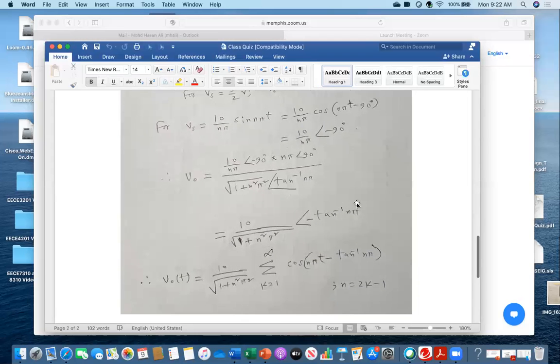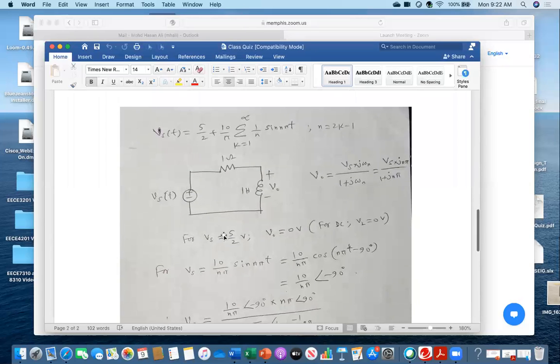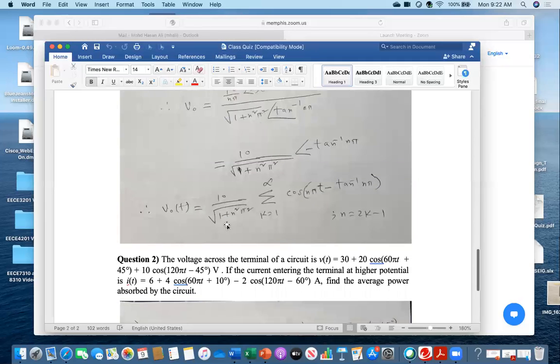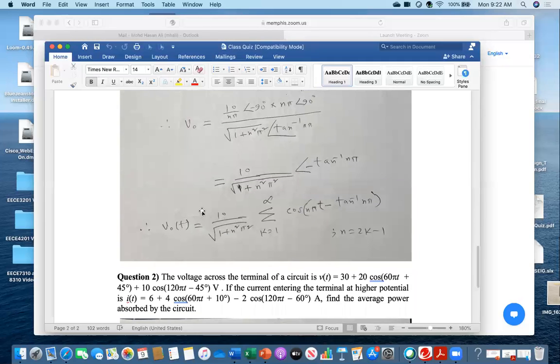Now this is your function. And you know that the first part for Vs, 5 by 2, it is 0. So that's why I did not write that one. Directly in time domain, V naught t, this is your magnitude. And because there is n involved, I'm putting the limit in terms of k. k is 1 to infinity. Because n was the word, that's why n is 2k minus 1. And from here, cosine of n pi t minus, this is the angle.